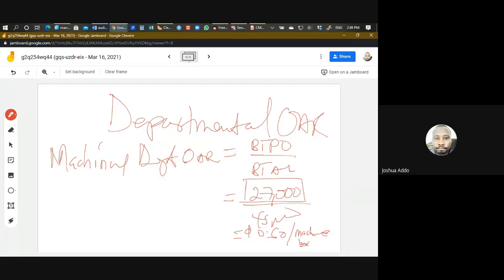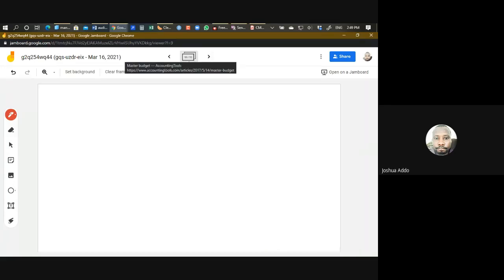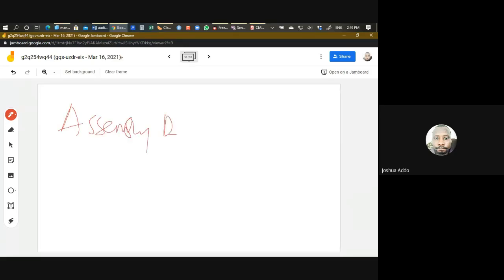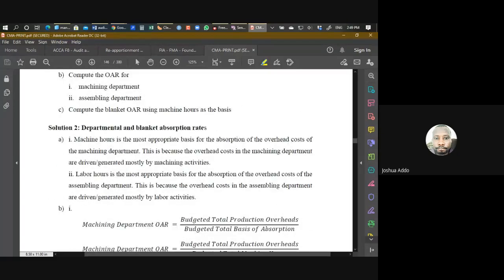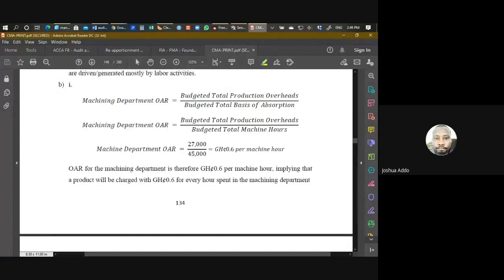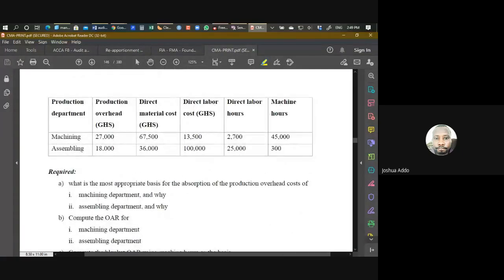Okay, when we go to the assembling department, its OAR will be calculated by the same formula. And the figures involved are 18,000. Not 18,300, because we said for assembling, the appropriate basis should be labor hours, right? So 18,000 divided by 25,000.